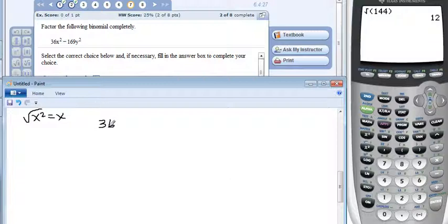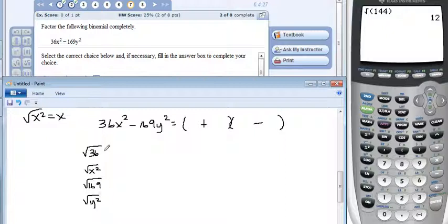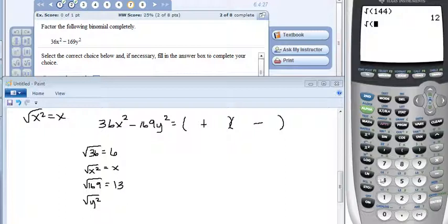So we have 36x squared minus 169y squared. So I'm going to take each piece. I've got 4 of them now. 1 plus 1 minus. I'll take the square root of all of these. Okay? And they all have to be perfect, so they all have to come out nice and neat. This is 6. This is x. This is 13. I should check that. Pretty sure it is. 169. Yep. And this is y.